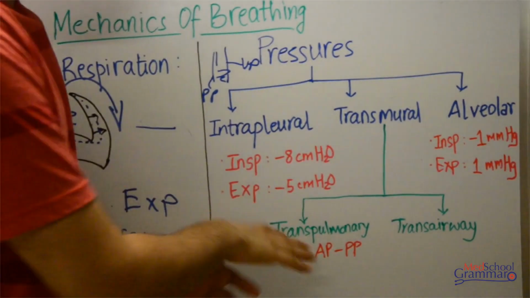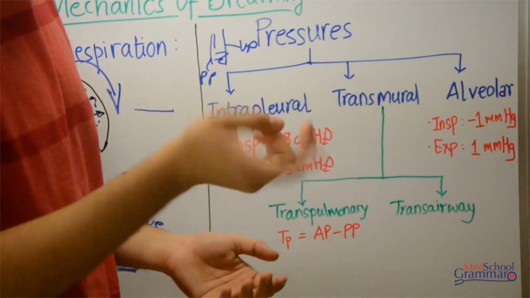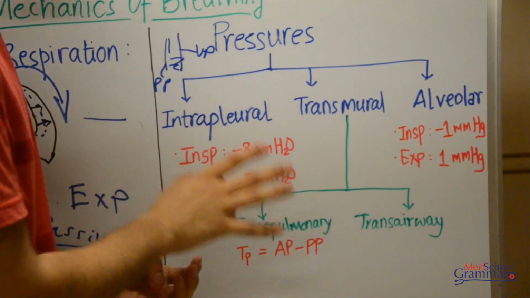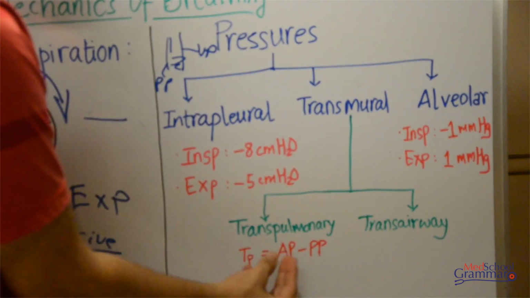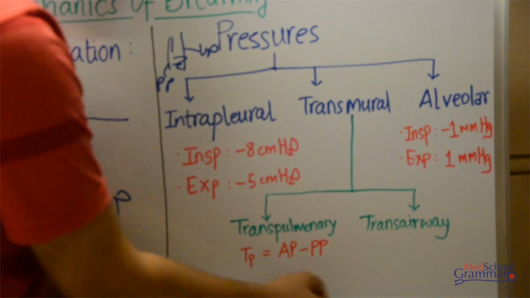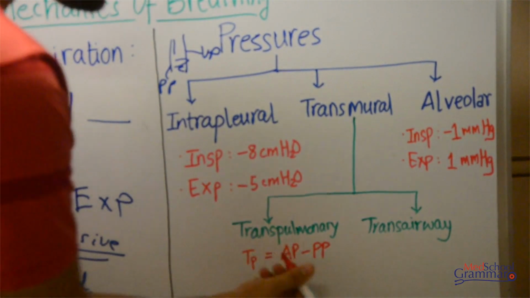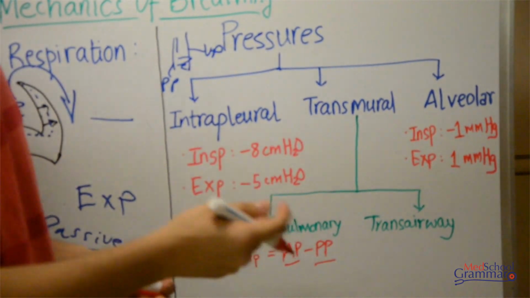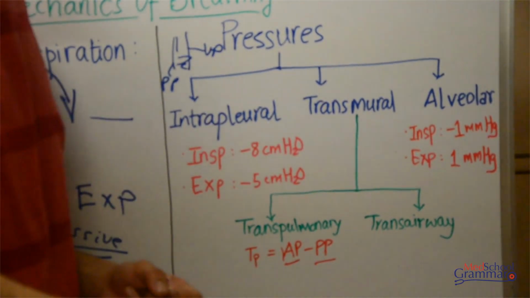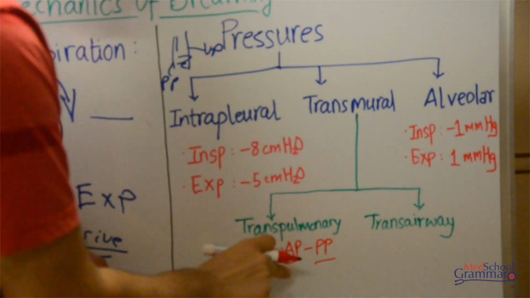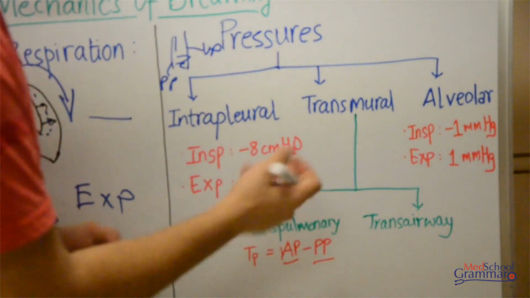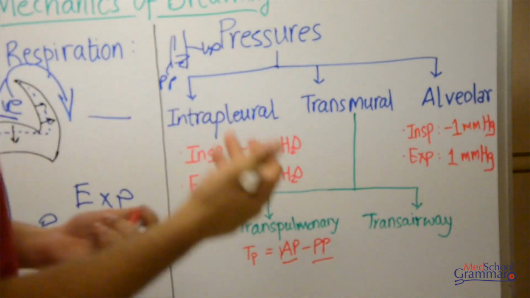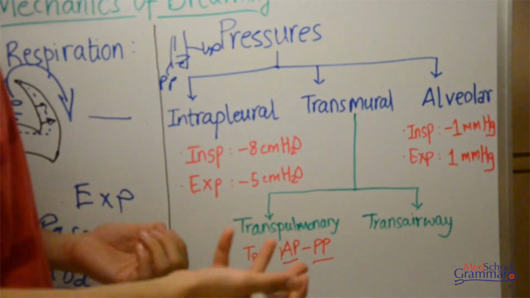So transpulmonary, as the name suggests, it's across the lungs. Transpulmonary pressure can be mathematically represented as the difference of alveolar pressure and the pleural pressure. Alveolar pressure is the pressure that is exerted by the gas present in the alveoli. And the pleural pressure is the pressure exerted by the intrapleural space. The difference of these is known as transpulmonary pressure.